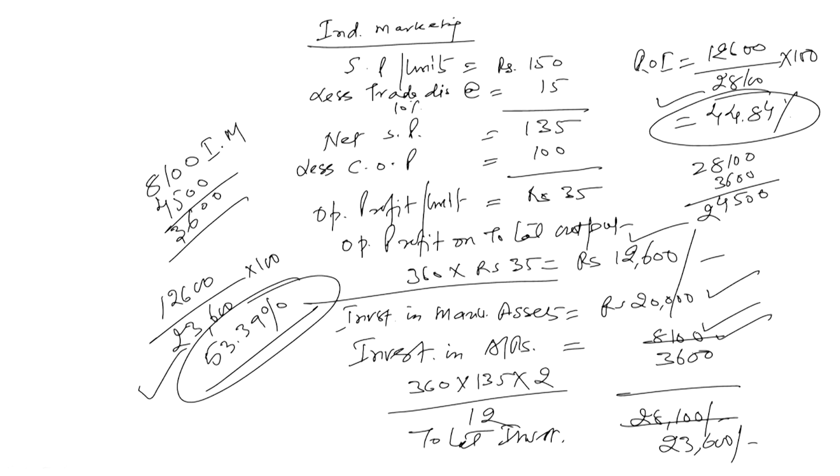And so the manufacturing asset is 20,000 and the additional investment in this is 3,600. So it means the total investment we are making is 23,600, and if you compare the return from this, that return works out as 53.39%. So we have seen here that, as expected, there are much better results from the indirect marketing as compared to the direct marketing.